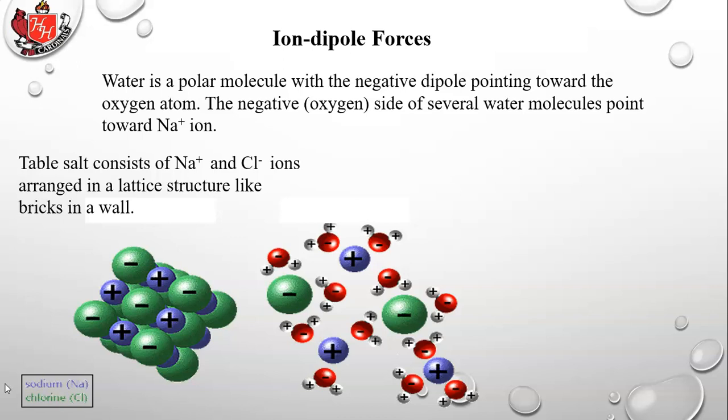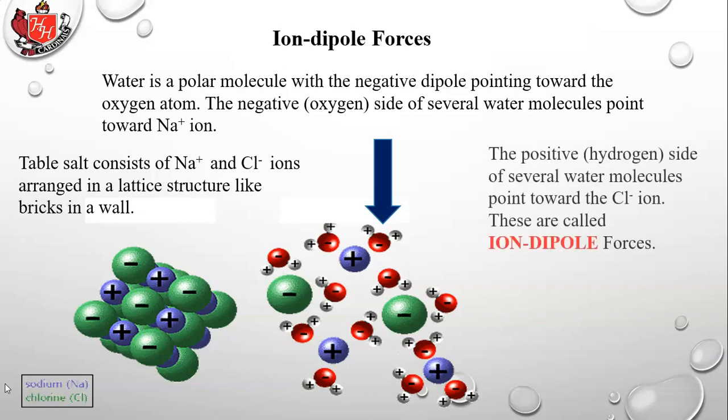Okay, so that's what you're seeing here. So that's what that arrow is pointing to. It's pointing to the negative oxygen side of several water molecules pointing towards an Na+ ion. The positive hydrogen side of several water molecules point toward the Cl- ion. So these are called ion dipole forces. Why? Because the sodium chloride is made up of ions. Those are completely +1, -1 charges. Sodium is +1, chloride is -1.